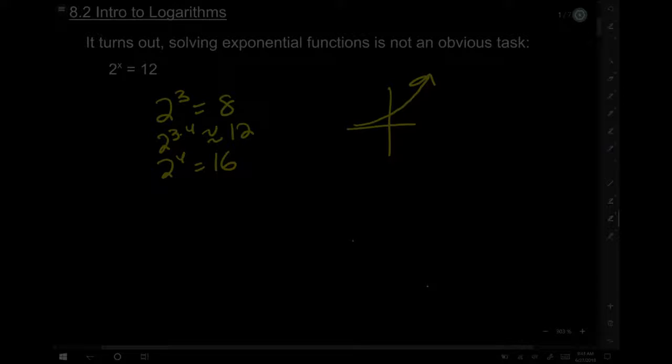If you think about the graph of 2 to the x, the graph of 2 to the x definitely hits 12 somewhere. The question is where? How do you solve that equation?